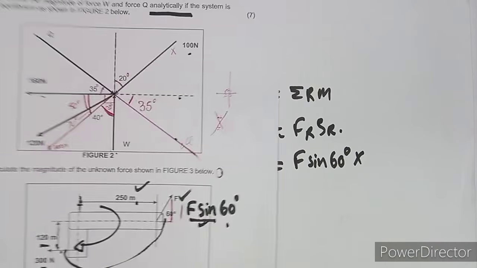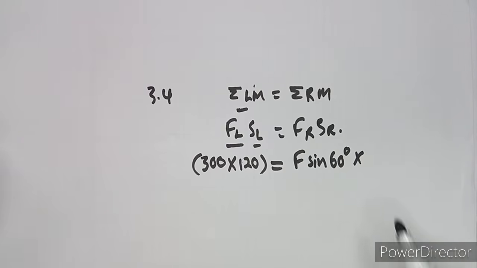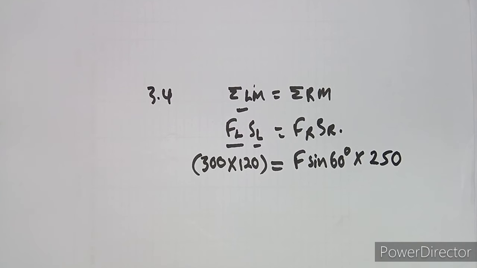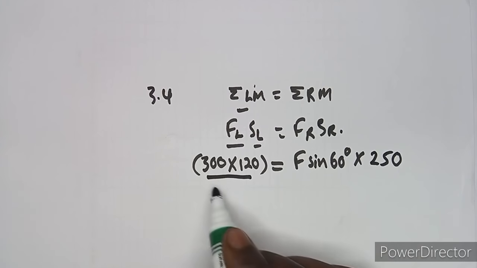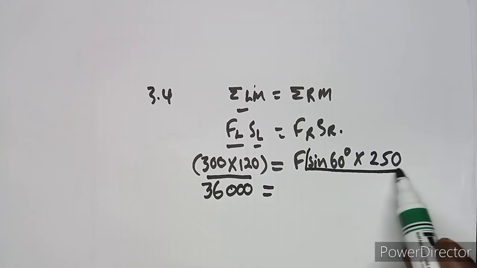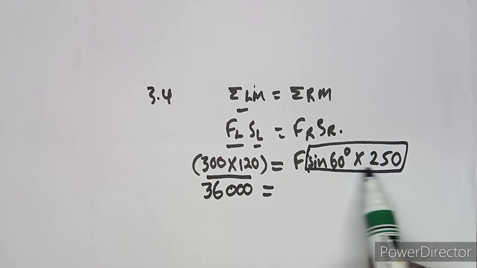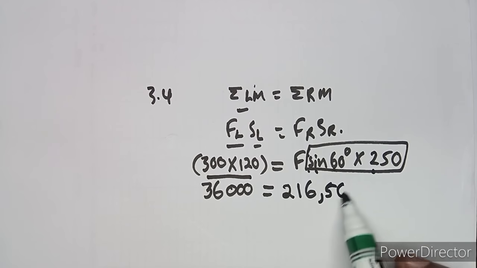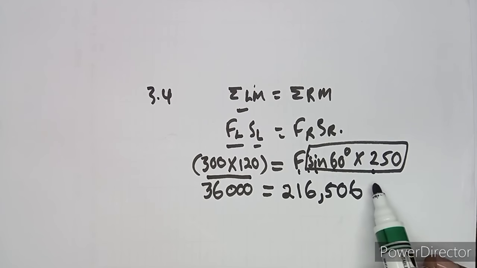All right, times the distance we have 250. So you multiply by 250 like that. What are we going to have? You can simplify, multiply these two together, and you obtain 36,000, which is equal to sine 60 times 250, which is going to give you something like 216.506, something like that, times F.